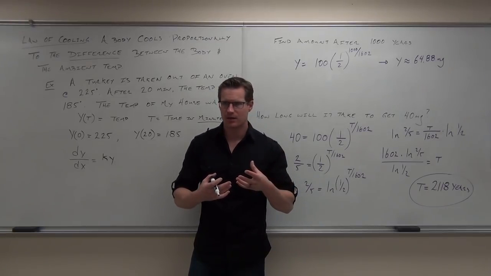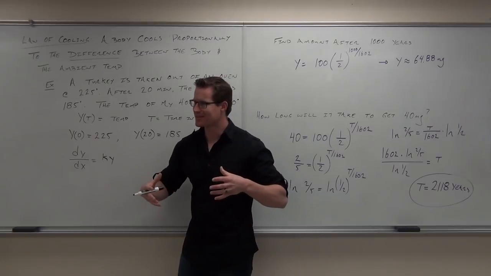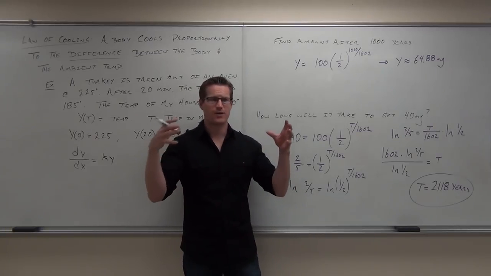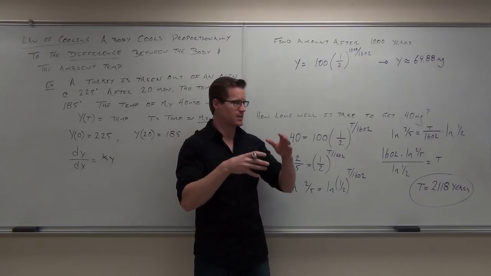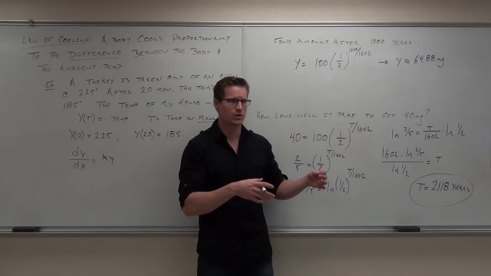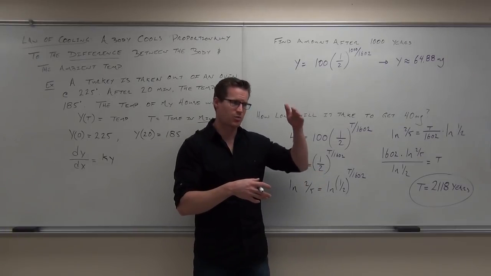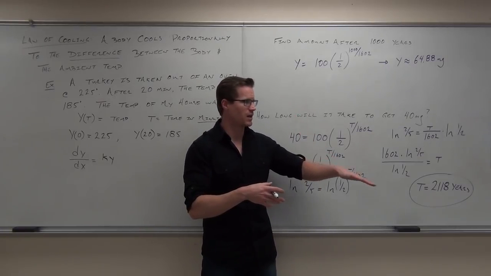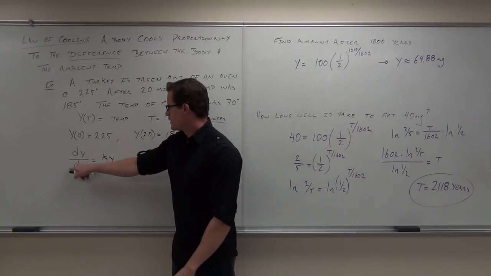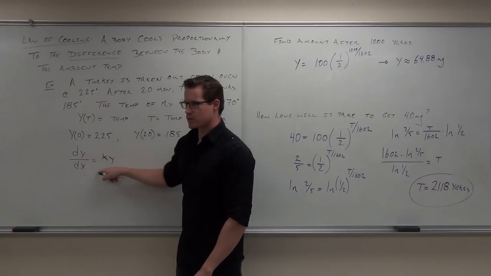Temperature right here is my amount. Do you understand that? It's not like the size of the turkey. That's not what I'm talking about. It's the temperature itself. The hotter it is, the faster it's going to cool in a given situation. As it gets closer and closer to the temperature of the room, it's going to cool more slowly. Does that make sense to you? It's proportional decay, but it's on that exponential model. So anyway, this would be proportional growth or decay.